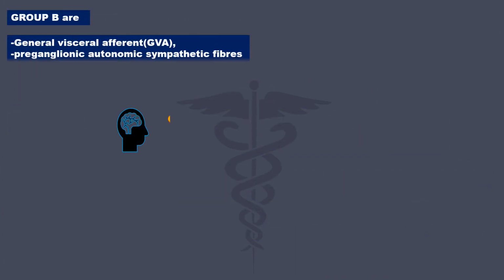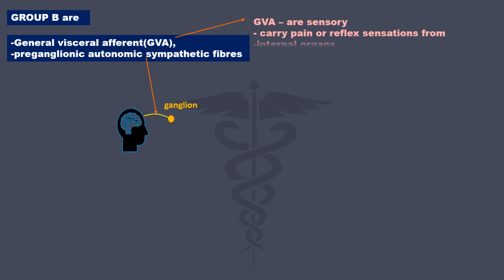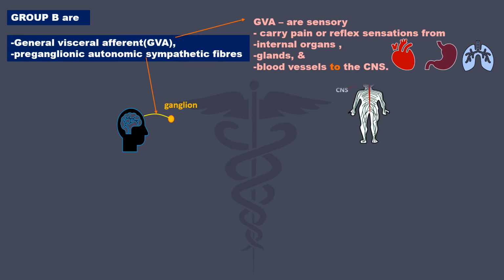Group B fibers are general visceral efferent. They are also preganglionic autonomic sympathetic fibers. GVA are sensory. They carry pain or reflex sensation from internal organs, glands, and blood vessels to the CNS.